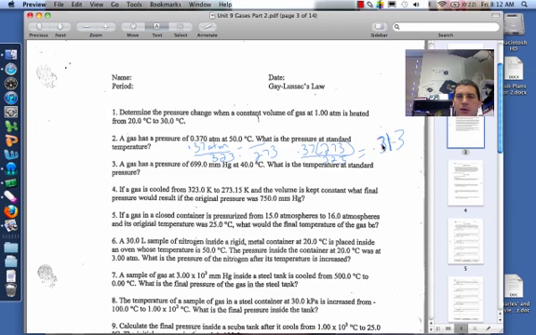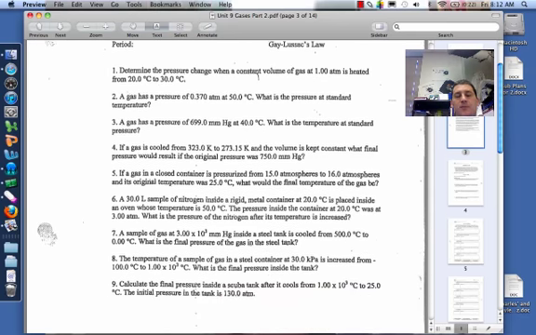So our temperature went down, so we're having less friction, so our pressure is also going to go down very slightly. The rest of them like that are the exact same way. Okay? So let's go on to the next one.